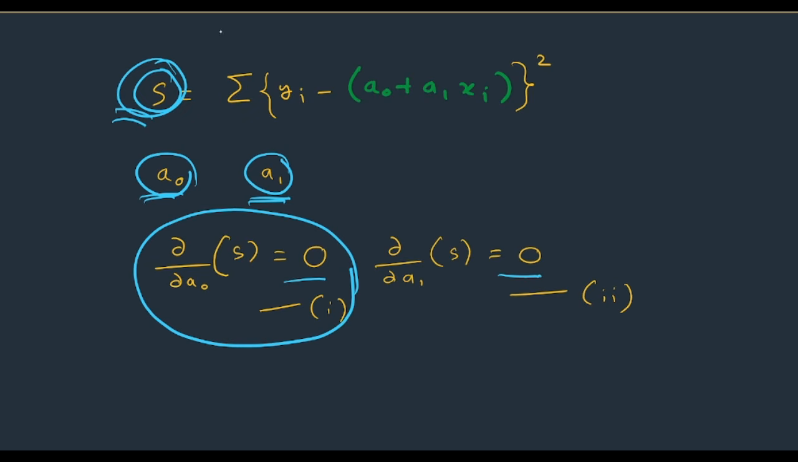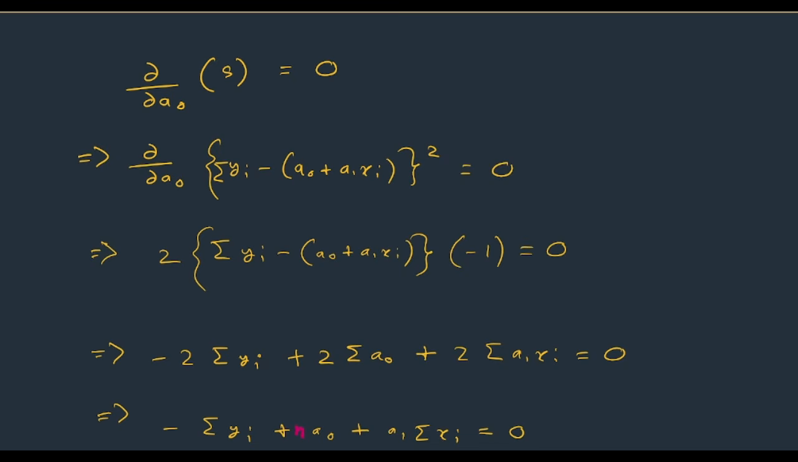The derivative of s with respect to a0 should be 0, and the derivative of s with respect to a1 should be 0. So here are our two equations that we need to find the values of. Now let us begin by looking at how the condition of equation 1 becomes. Equation 1 says that we need to take the derivative of function s with respect to a naught.